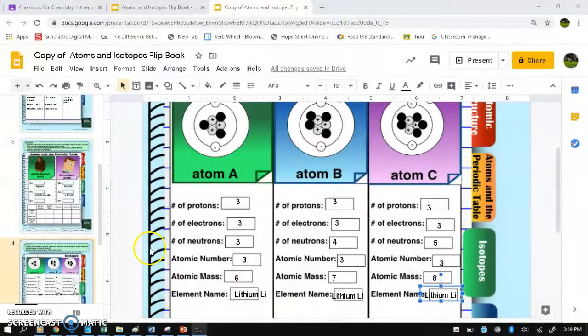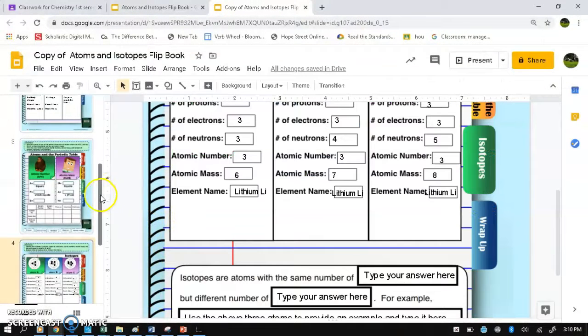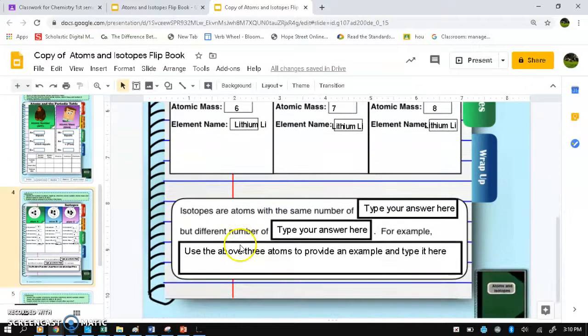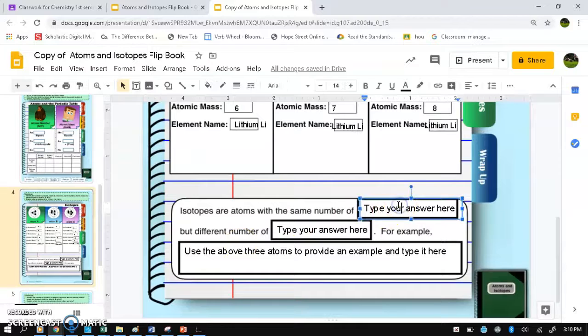Okay. All right. So I'm going to stop here. I'm going to write this at the bottom. Iso means different, tope means type. Now, why we don't call it different type, I don't know. But iso means different, tope means type. So it's a different type of atom.